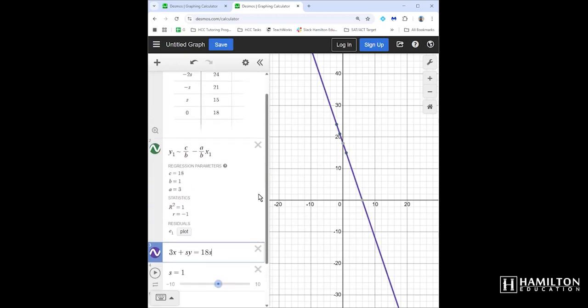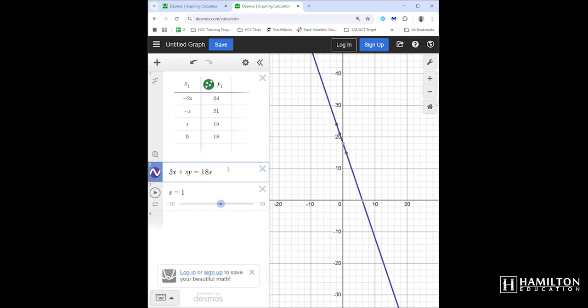So we can close those off for now. And then it doesn't matter what s values are. Like, yes, the points in the table will change and the equation will change, but it'll all change together.